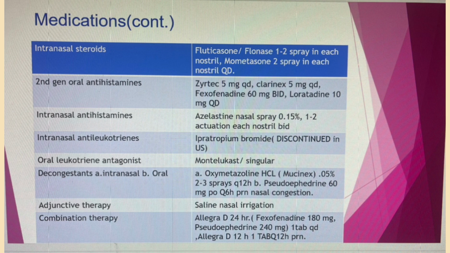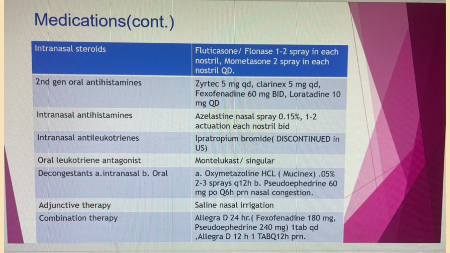The intranasal examples are Mucinex, 2 to 3 sprays, Q12 hour. Do not use more than 3 days. Oral decongestant examples are pseudoephedrine 60 milligram PO Q6 hour PRN. It relieves the congestion, but there is a side effect of palpitations.